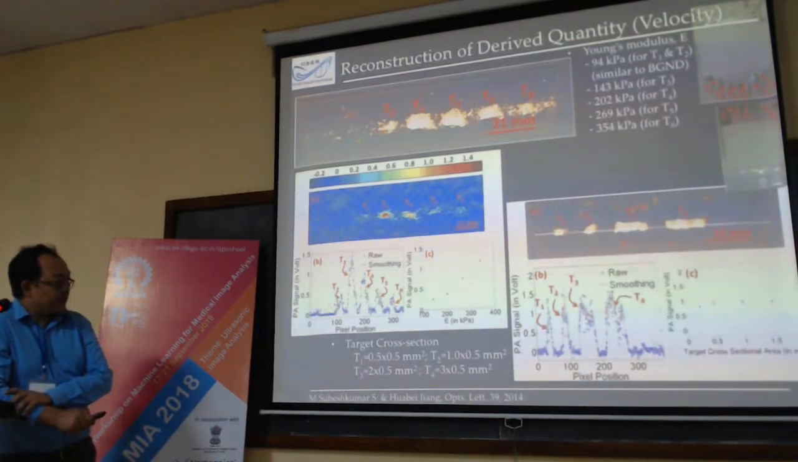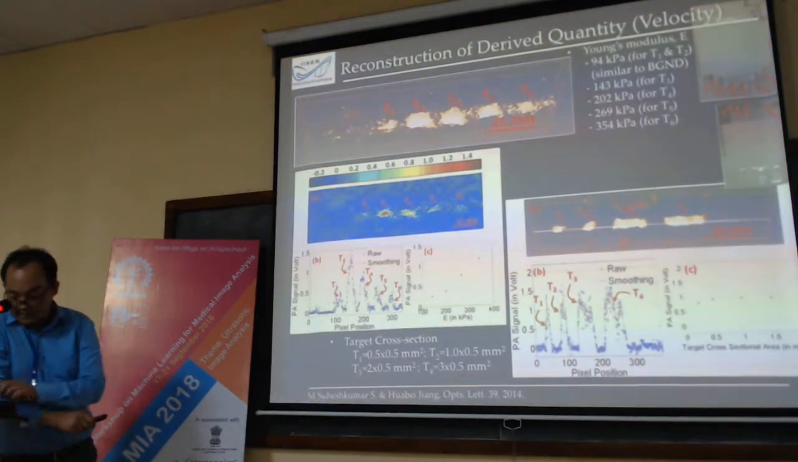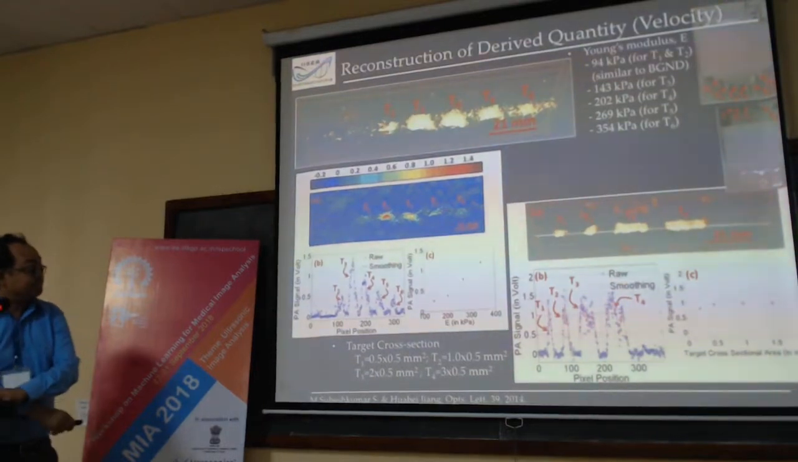So it is quite independent of the size of the target that we found. We changed the size, and it is independent of the size of the targets.